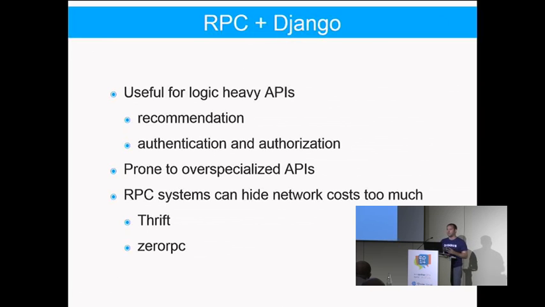And when you're building a platform, you want to make APIs that can support lots of things to be built on top of them. Sometimes you need a specialized API, but if you can do it in a generalized way, I think that's better. In other systems like Thrift and ZeroRPC, which are super easy to use, that's their downfall. You can abstract away the fact that you're actually doing a remote procedure call.